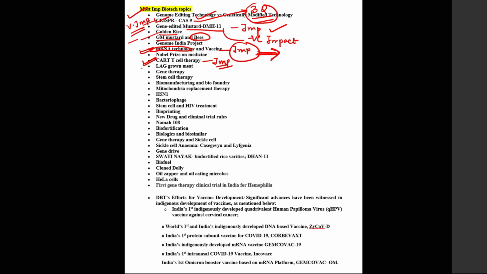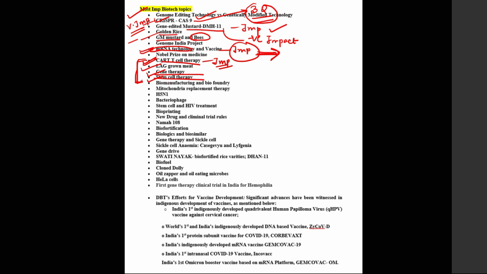Next, guys, lab grown meat. Next topic is gene therapy. Guys, this year gene therapy is also very important. Next is stem cell therapy. So these are the 3 or 4 topics. You can see CAR T cell therapy, gene therapy, stem cell therapy. These 3 topics are very important. Please do prepare these topics. I have a very firm belief that you can get a question on these topics.